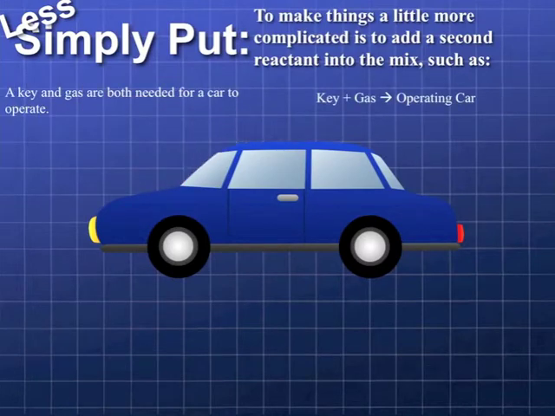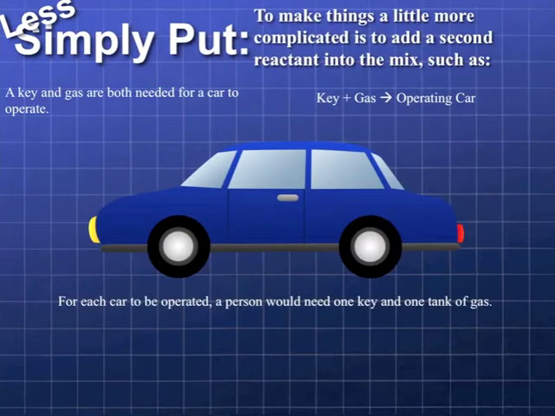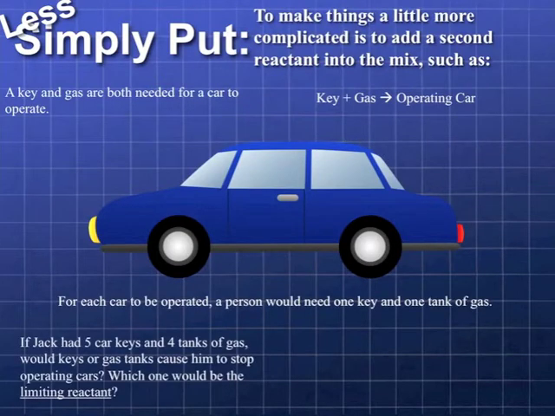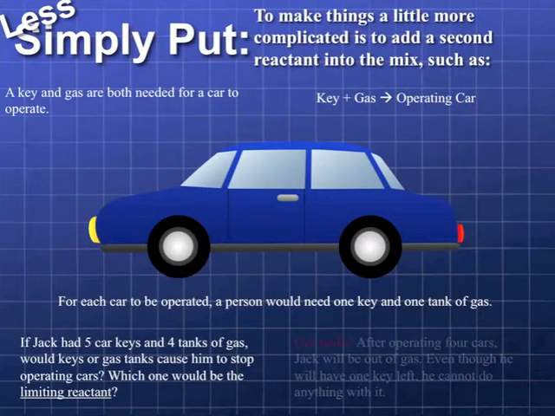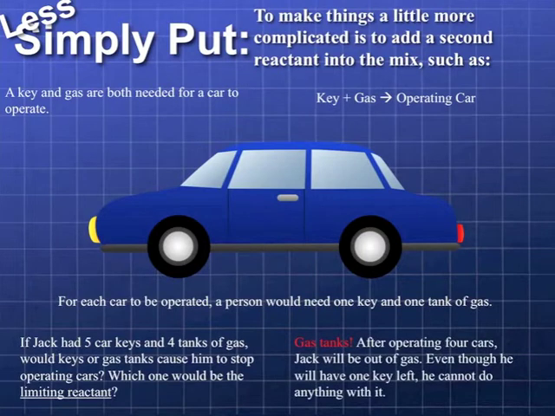For instance, when you put gas and a key into a car, the car will operate. For each car operated, a person would need 1 key and 1 tank of gas. So if some guy named Jack had 5 car keys and 4 tanks of gas, would keys or gas tanks keep him from operating cars? Which one would be the limiting reactant? Well, gas tanks. After operating 4 cars, he's going to be out of gas.